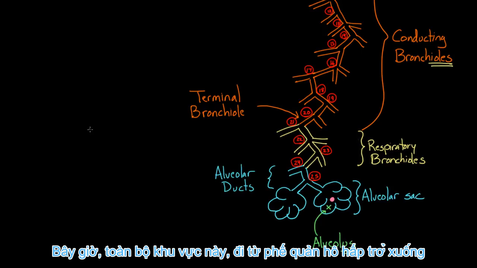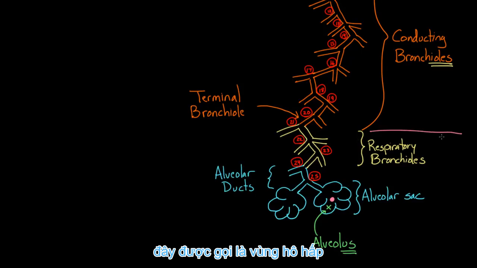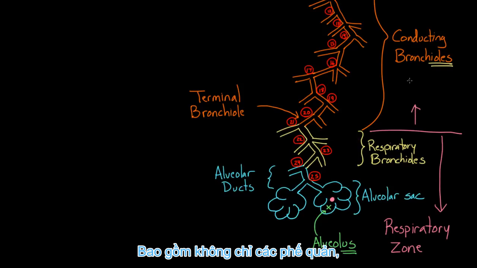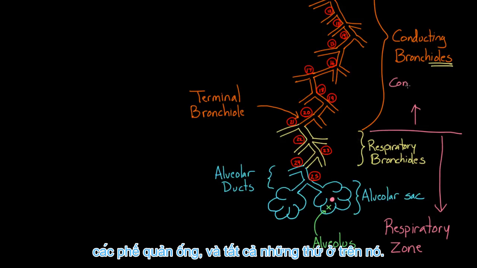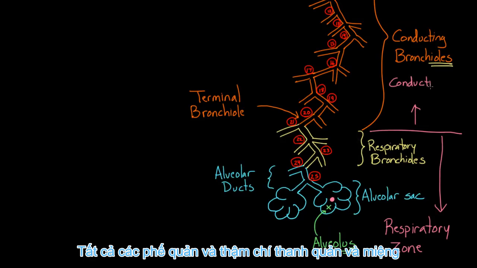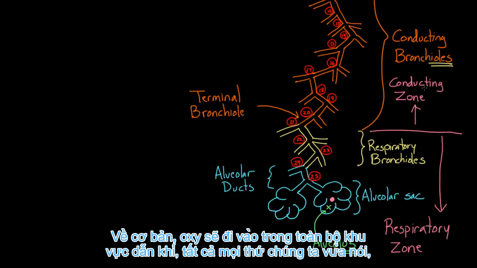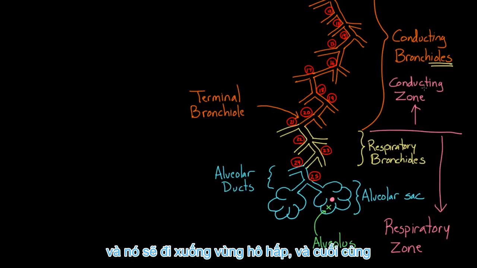Now, this entire area going from respiratory bronchioles on downwards is all called the respiratory zone, and anything above that is considered the conducting zone. That really includes not just the conducting bronchioles, but all the stuff above it. So all the bronchi, and even the larynx, and the mouth, and the throat, that's all considered part of the conducting zone. So basically, oxygen is going to come in through the entire conducting zone, everything we just talked about, and is going to go down into the respiratory zone.